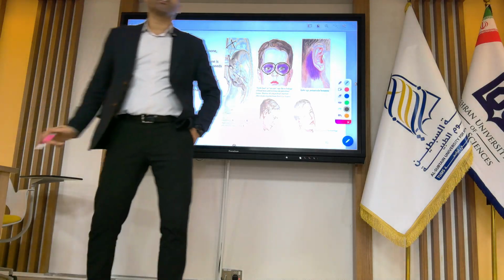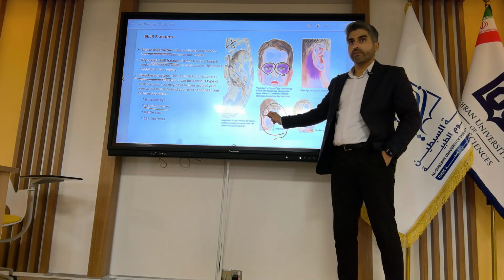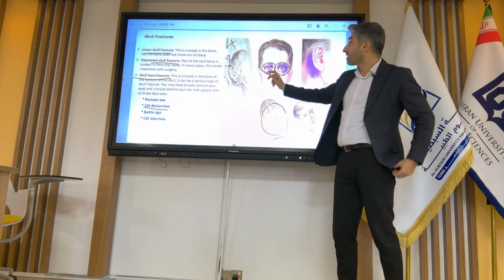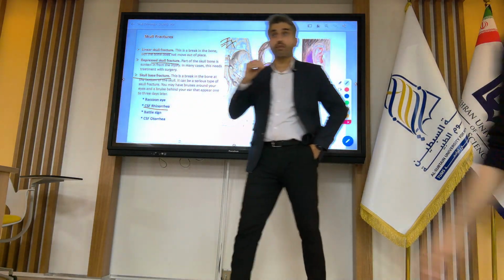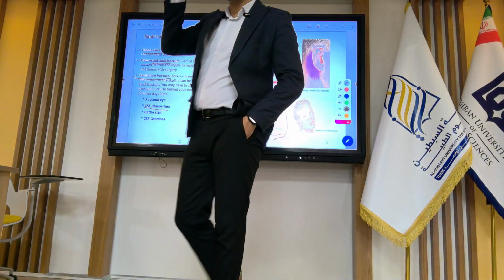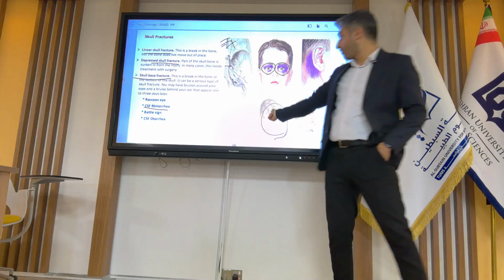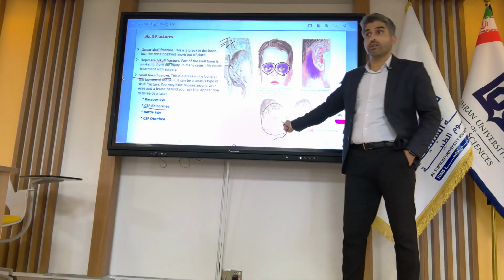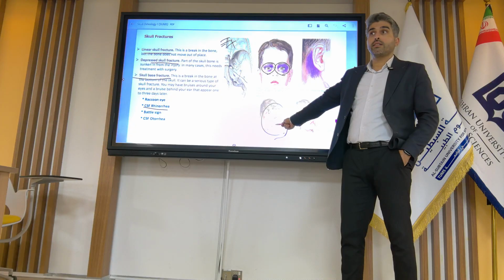CSF rhinorrhea means CSF goes out from the nose. Again, it means the problem is in the anterior cranial fossa and in the ethmoid bones, and CSF goes out from the nose. It's a very serious problem.